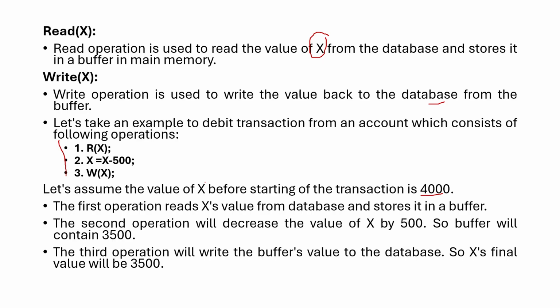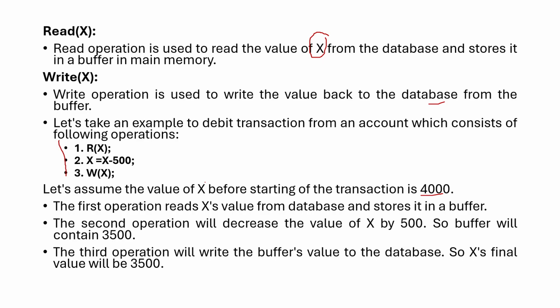The first statement is read of x. So it reads the value 4000 from the database and stores it in the buffer, so x is equal to 4000 in the buffer. The second operation is x minus 500, which decreases the value of x by 500. So 4000 minus 500 will be 3500, and that value of x is now stored in the buffer.